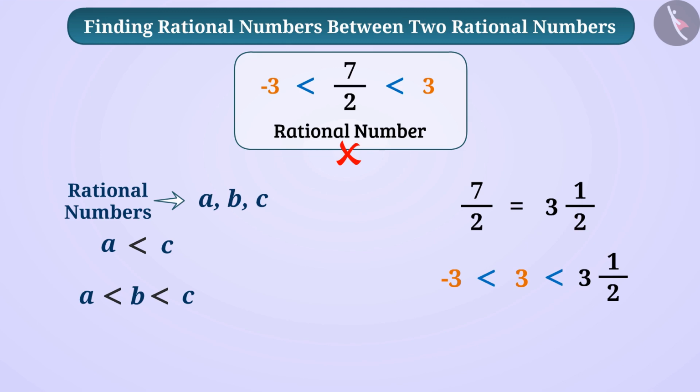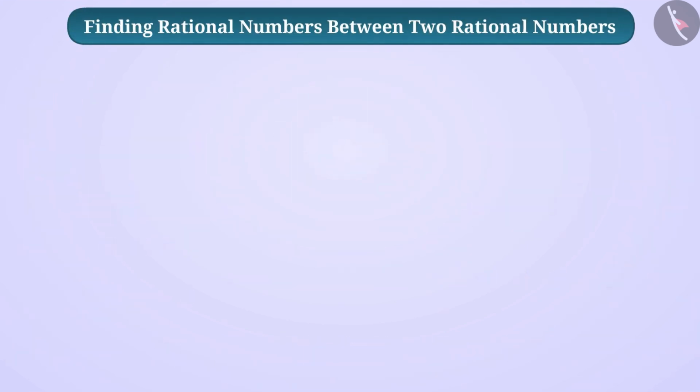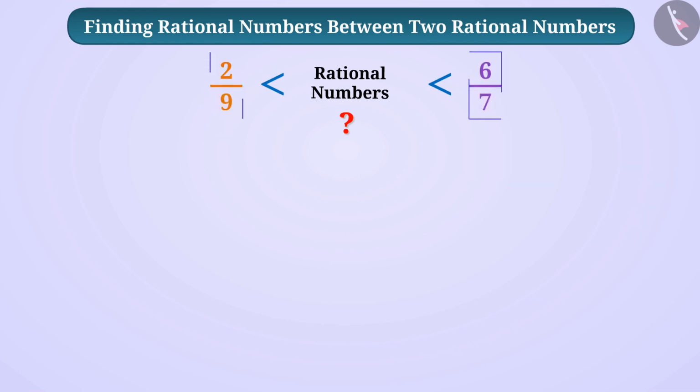This comparison can also be done on the number line. Let us now learn some interesting methods of finding rational numbers between two rational numbers. Suppose we have to find rational numbers between 2 by 9 and 6 by 7. For this, we will first make the denominator the same for both rational numbers.